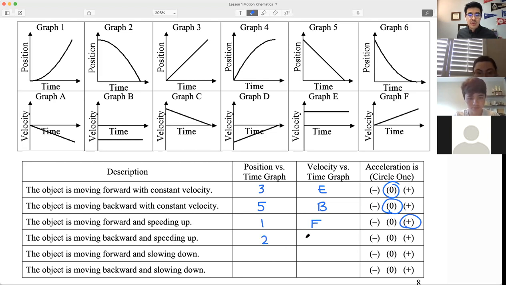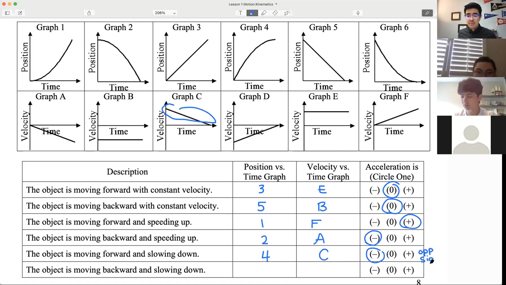Next one? 2A. 2A, excellent. What's the acceleration here? Negative, right? Acceleration and velocity have the same sign, or opposite signs. Moving forward, slowing down: 4 and C. And then what's the acceleration here? It has to be negative, right? Because C is positive here. We talked about how for things to be slowing down, they have to have opposite signs.